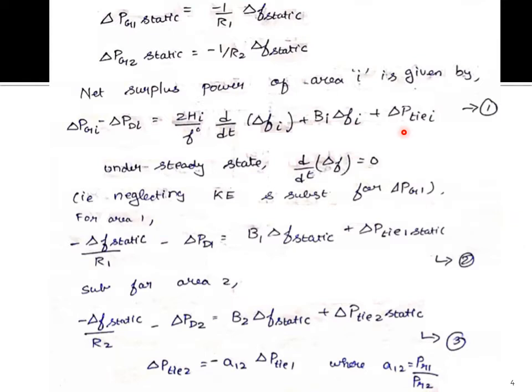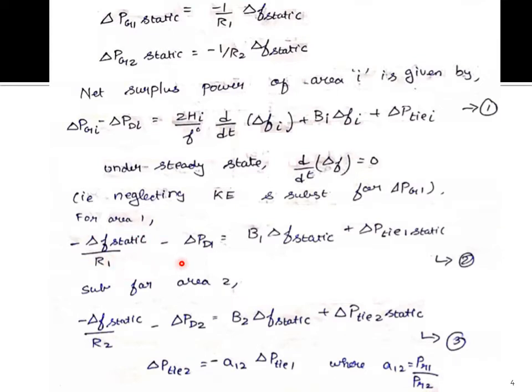As it is a two-area system, we have to include the tie line power also for the net surplus power. Now under steady state condition, d by dt of del f will be equal to 0, so this term will go to 0. That is why we are neglecting the kinetic energy. After neglecting the kinetic energy, we substitute the value for del Pgi. So del Pg1 and del Pg2 we have derived the equations, and we substitute for del Pg1.